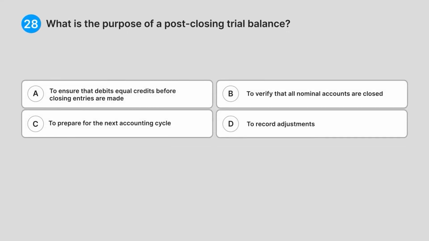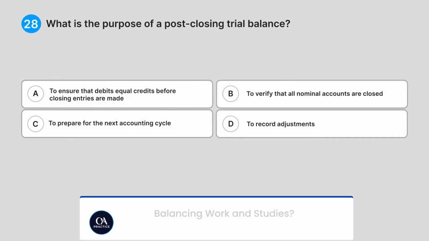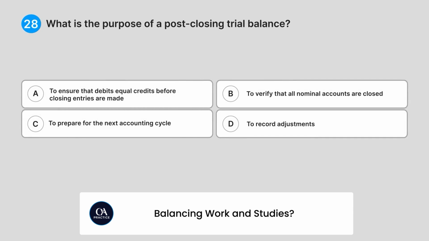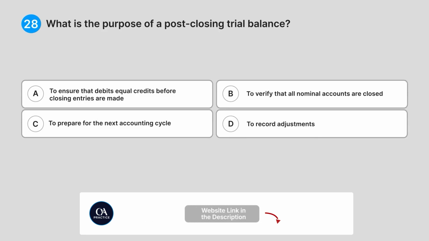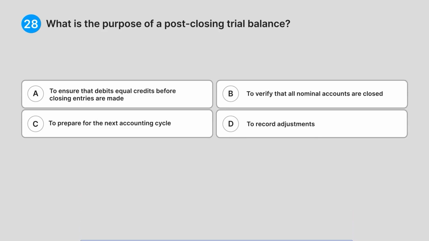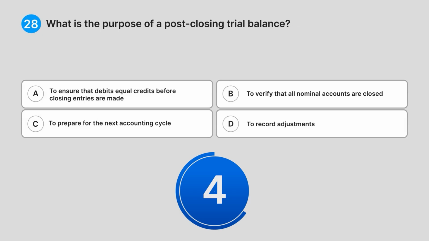28. What is the purpose of a post-closing trial balance? A. To ensure that debits equal credits before closing entries are made. B. To verify that all nominal accounts are closed. C. To prepare for the next accounting cycle. D. To record adjustments. Can you guess the answer?